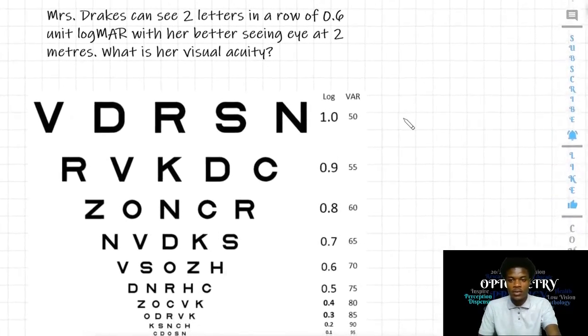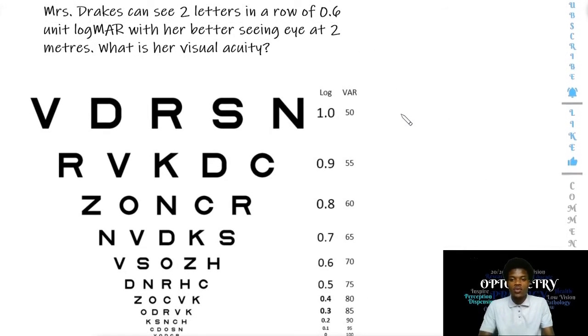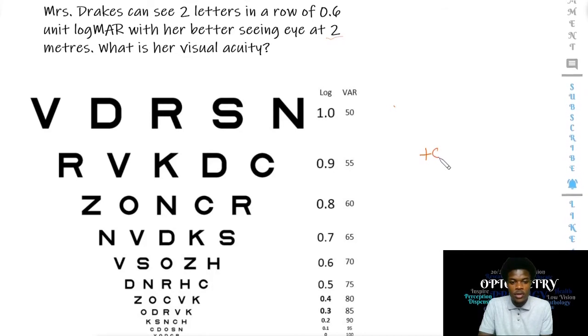Let's line up this better. Okay, good. So Mrs. Drakes, she can see 2 letters in a row of 0.6 LogMAR with a better seeing eye at 2 meters. For all our examples, we are using 4 meter charts. So you should already see in this example that this chart was halved because it's at 2 meters there. So we already know that we need to add a 0.3, so we can write that on the side there.